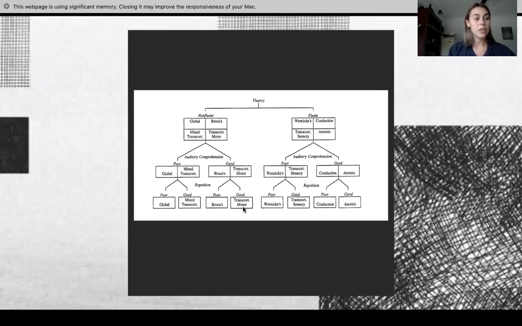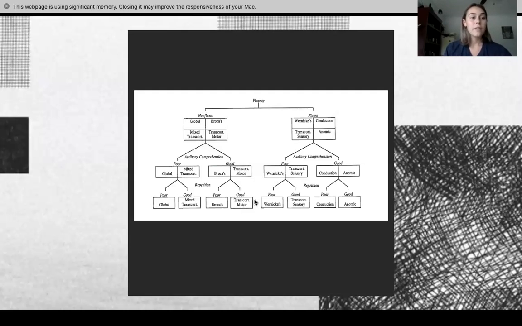Transcortical sensory aphasia has relatively intact repetition and impaired auditory comprehension and naming. Oral reading, reading comprehension, and writing are poor. This type of aphasia is similar to Wernicke's aphasia, with spared repetition skills that may be echolalic.